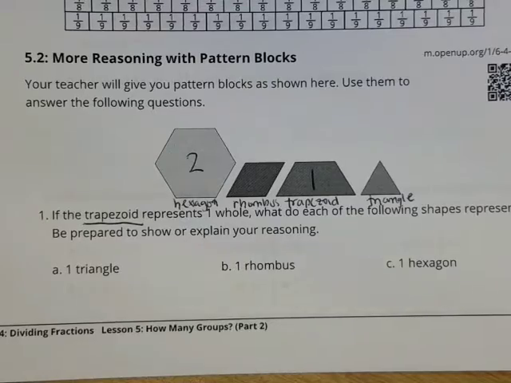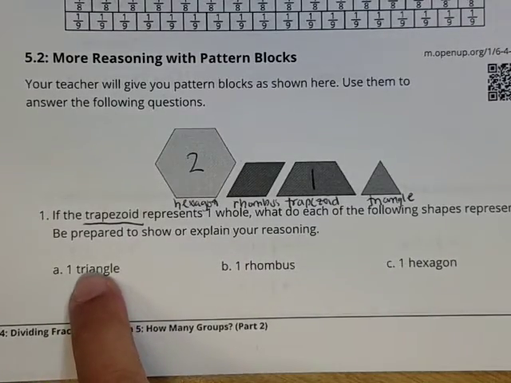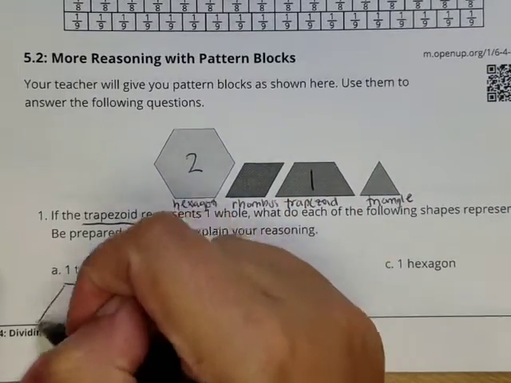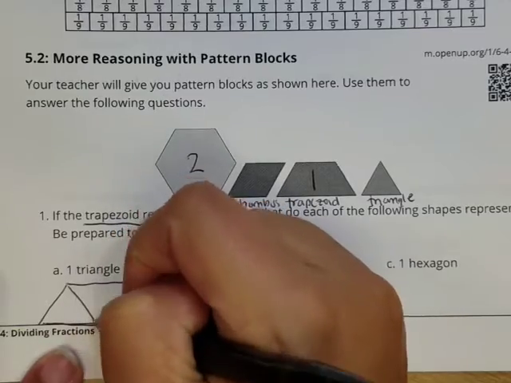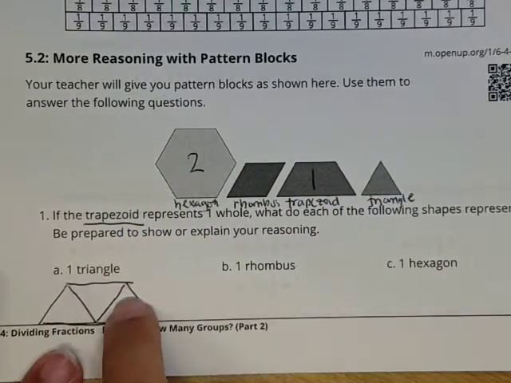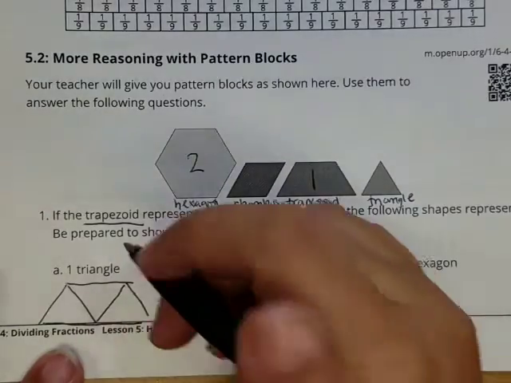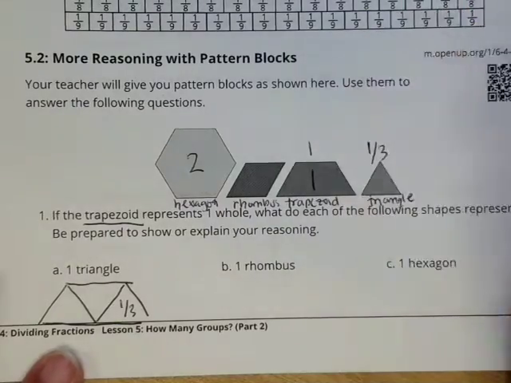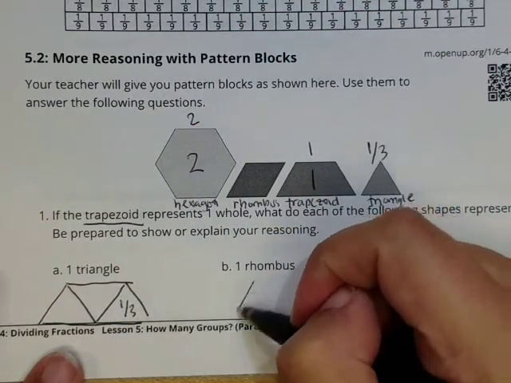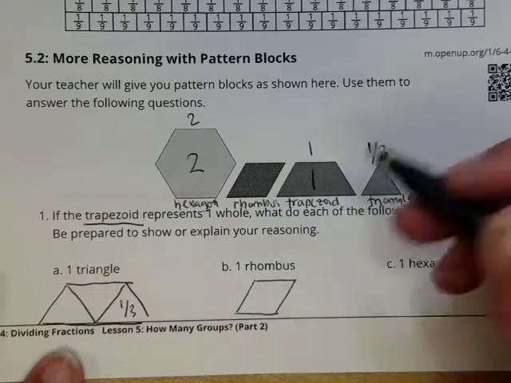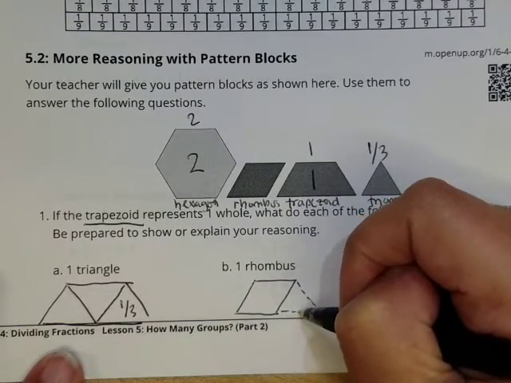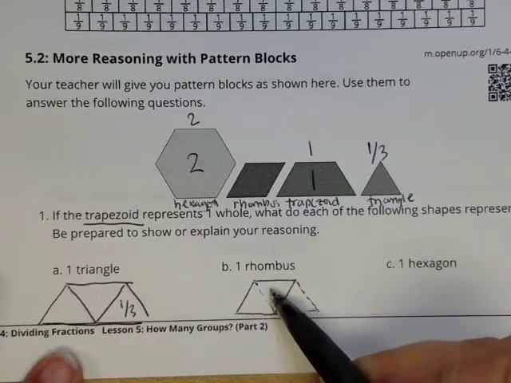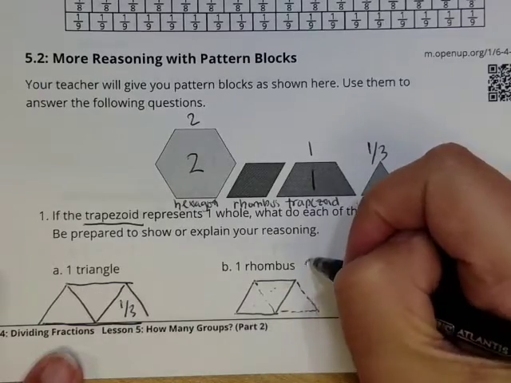What they want us to do is now explain, well, what is the size of a triangle out of a trapezoid? So if I were to draw my trapezoid, I know that I can fit 3 triangles inside. So if my trapezoid is 1 whole, then that means that a triangle is 1/3. So I'm going to put 1/3 right here. And then a rhombus, and if I just close that up, that makes a trapezoid. So there's my trapezoid. So a rhombus really is 1/3 and 1/3, which is 2/3. So a rhombus is 2/3.